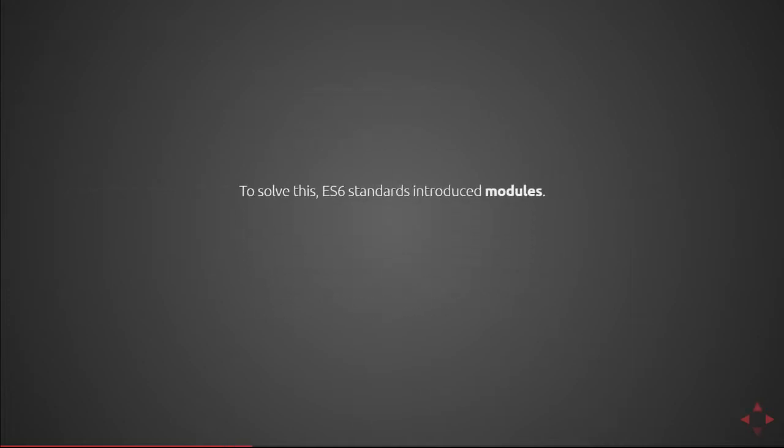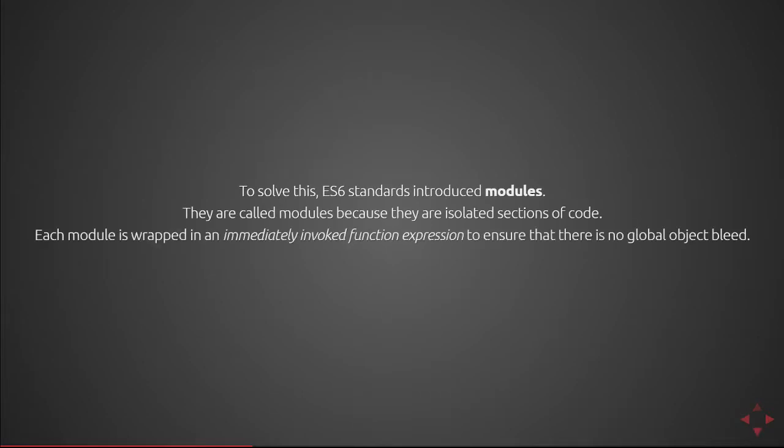To solve this, ES6 standards introduced modules. They are called modules because they are an isolated section of code. Each module is wrapped in an immediately invoked function expression to ensure that no global object bleed occurs. This means that as objects are created within a module, they don't create an object outside of the scope of that module that can be accessed in other files unless you explicitly import them.